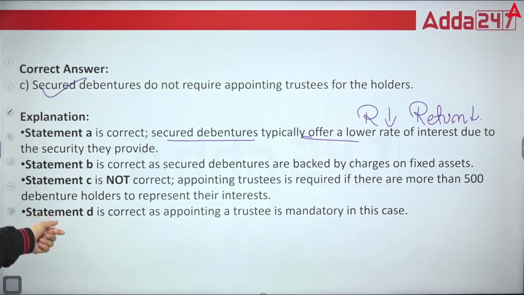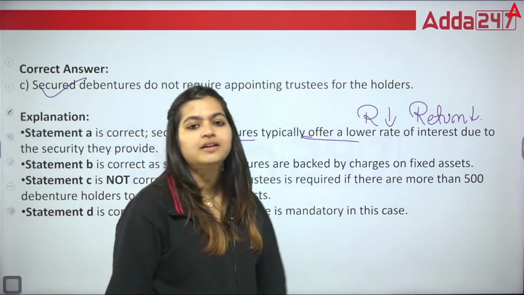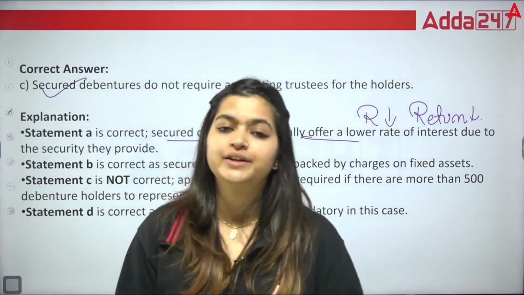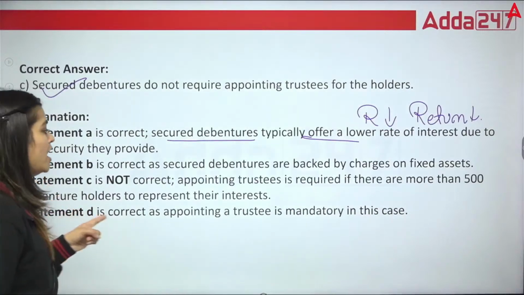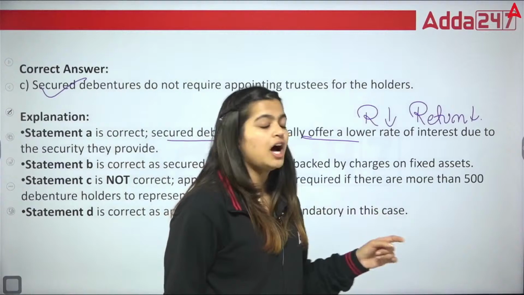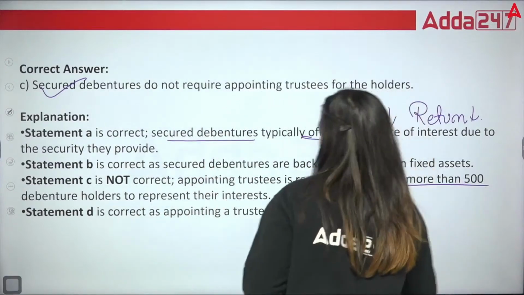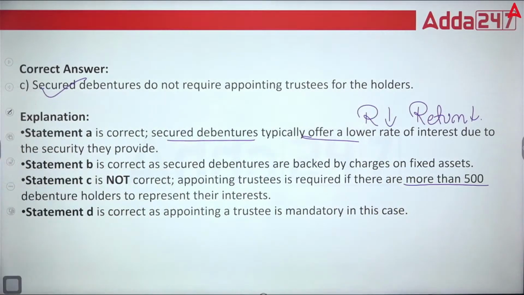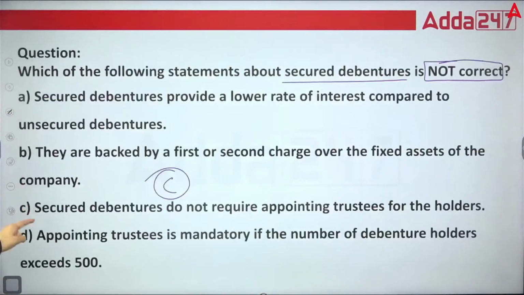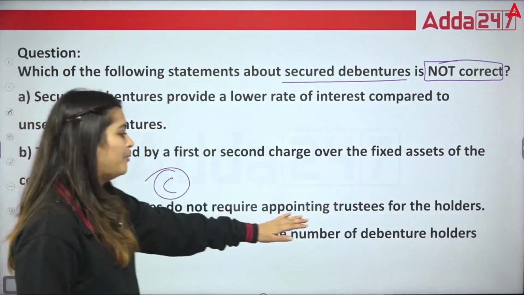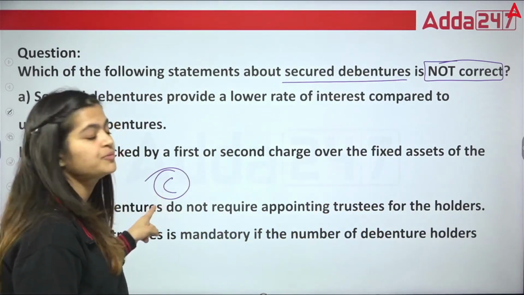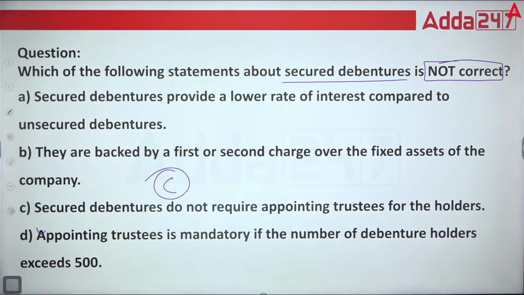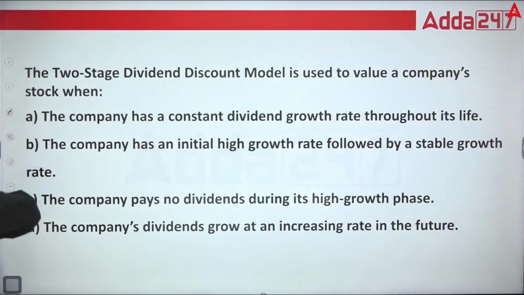If we see option D, appointing a trustee is mandatory if it exceeds 500. So the incorrect option is option C. Appointing trustees is required if there are, as I told you, more than 500 debenture holders to represent their interest. But as per option C, they are saying that we are not required to appoint any trustees. So the wrong or incorrect option of this question is option C. Let's see the next question.